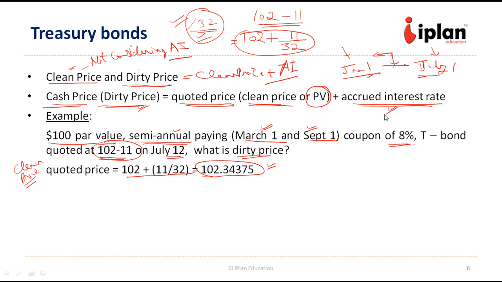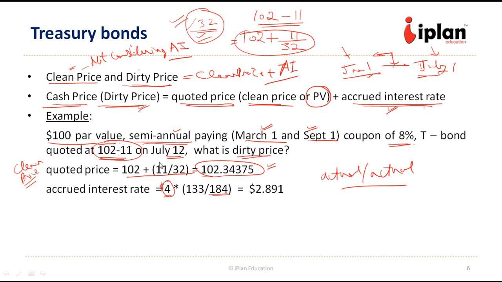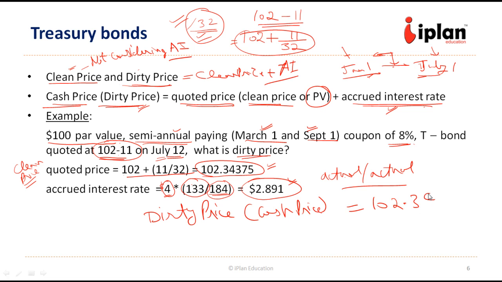Now let us calculate the accrued interest so that we can find out the dirty price or cash price. Accrued interest, we have already learned the calculation for. This is $4, which is the payment for half a year, that is 184 days. We do actual by actual in the case of treasury bonds. So the actual number of days till 12th of July, we have already seen, is 133, and actual days for half a year is 184. If we use it, we get 2.891. That is our accrued interest. And now if we want to calculate the dirty price or cash price, we just take the summation of 102.34 plus 2.89. So we get 105.23. So this is our dirty price of the bond.